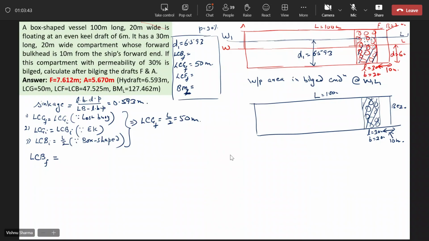So what is the underwater volume up to W1L1? I'll write the volume and I'll ask you to give me the lever. L, B, D1. This is the underwater volume. What will be the longitudinal lever of this volume, guys? L by 2, capital L by 2. Somebody says L by 2. Do others agree with him or disagree? Breadth by 2?